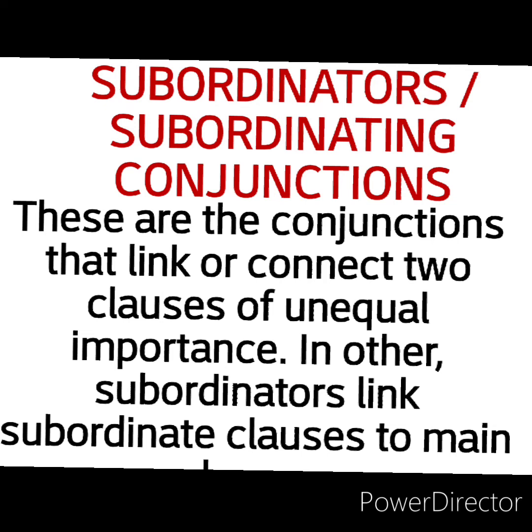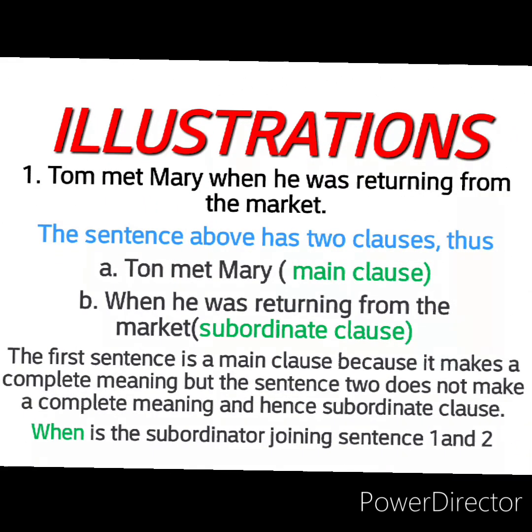The third conjunction is the subordinative conjunction. As you hear the name subordinator, it means that these are conjunctions that link or connect two clauses of unequal importance. In other words, subordinators link subordinate clauses to main clauses. It's as simple as ABCD.